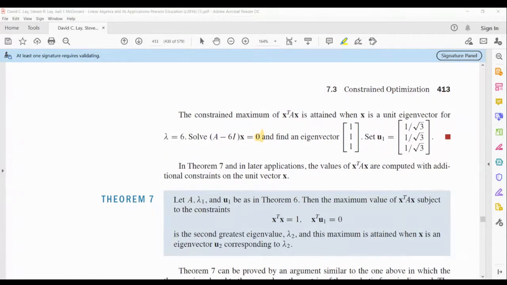Binyam asks, can you have two constraints? You absolutely can. In fact, in multivariable calculus, they'll show that for Lagrange multipliers. But we're dealing with linear algebra here, right now, today.